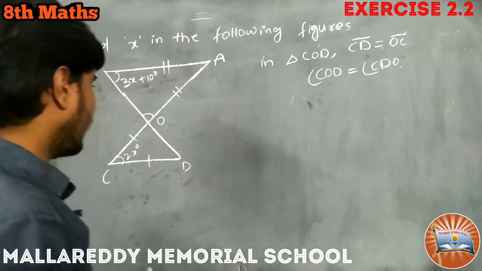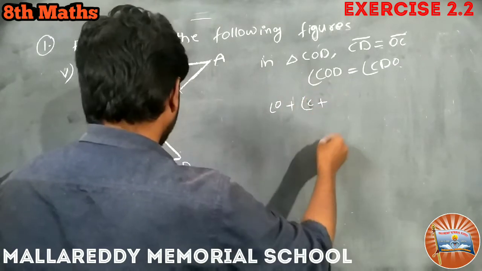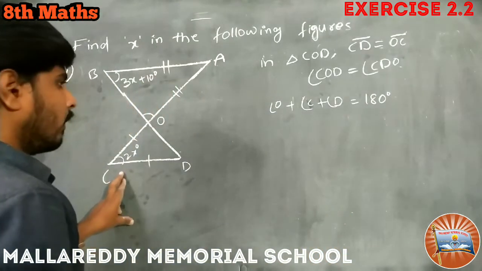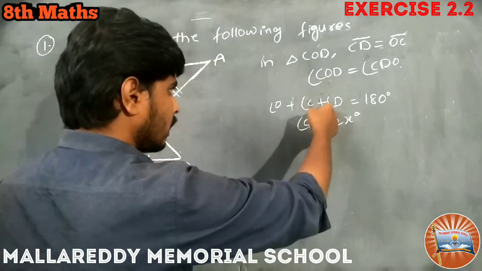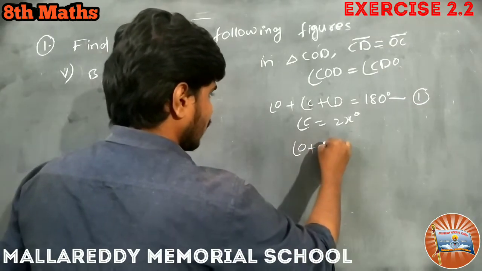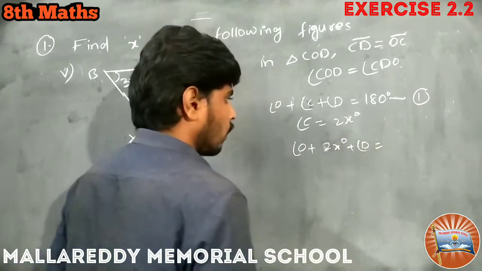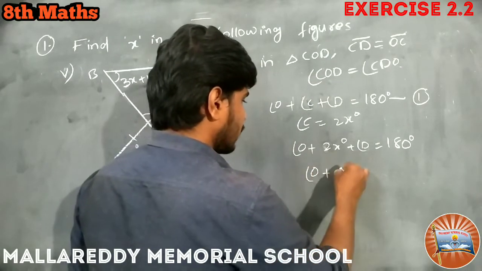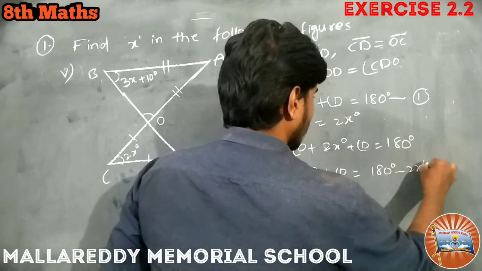By that property, angle O plus angle C plus angle D is equal to 180 degrees, and given angle C is equal to 2x degrees. Substitute this in the above equation. So what becomes? Angle O plus 2x degrees plus angle D is equal to 180 degrees. So angle O plus angle D is equal to 180 degrees minus 2x degrees.